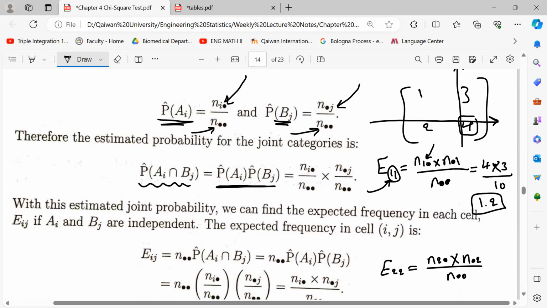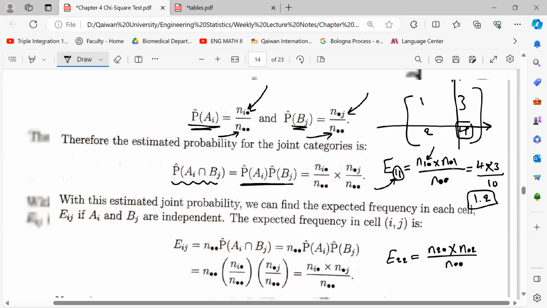Here we have 4 elements. However many elements you have in the table, you must find the expected frequency for all of them. We just pick their locations: 1,1, 1,2, 2,1, 2,2. We have these 4 locations. For these 4 locations, we find expected frequencies by using this rule.